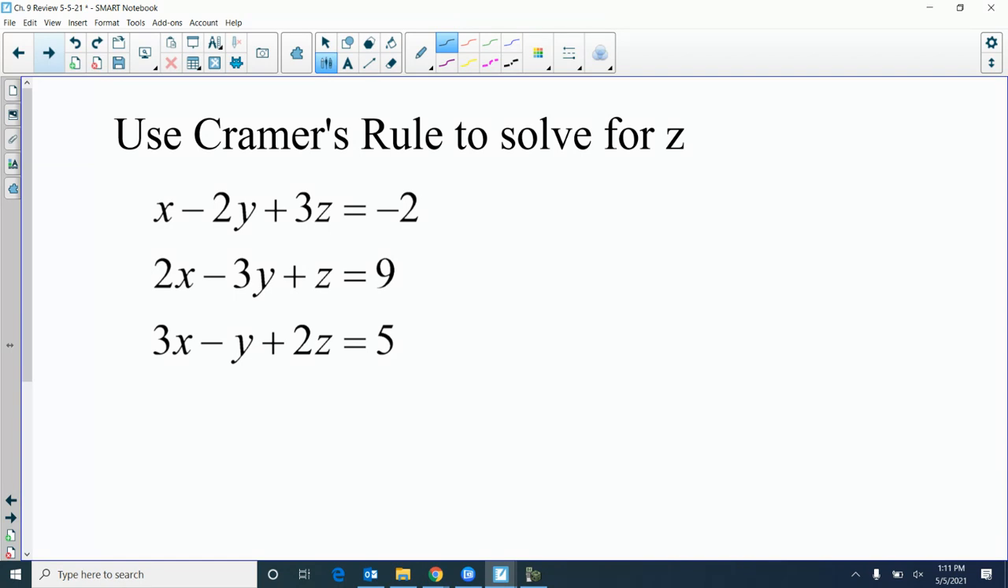I'm not going to have you do the whole thing for Cramer's rule. I'm just going to have you find a single variable. So take a look at this one. Do write this down, and you're going to need to show me what you need to find. So you're going to use Cramer's rule to solve for Z. I don't want to know what X is. I don't want to know what Y is. You don't need to do any work for those. You just need to know how to find Z.